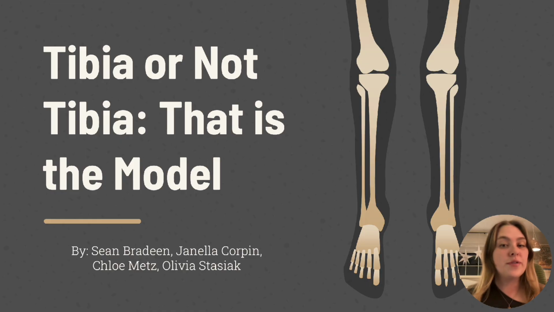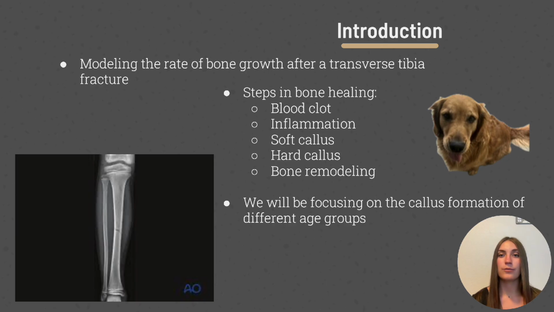So, as well as pictures of our pets, please enjoy Tibia or Not Tibia, that is the model. We decided that we were going to be modeling the rate of bone growth after different age groups experience a transverse tibia fracture. We decided to model different age groups so that we could better understand how bones change speed in relation to their age. Specifically, we decided to focus on the data for a child and for an adult. We also focused on the tibia because it deals with a bone that has a lot of stress on it and it is commonly broken.